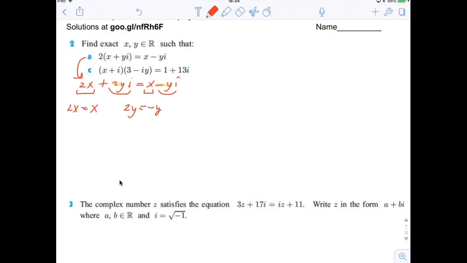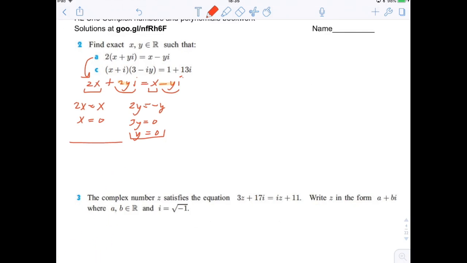So the real part says, let's subtract x from both sides. So we basically have x equals 0. And for the other equation, we add y to both sides. We get 3y equals 0. So basically x equals 0 and y equals 0. That's pretty boring.